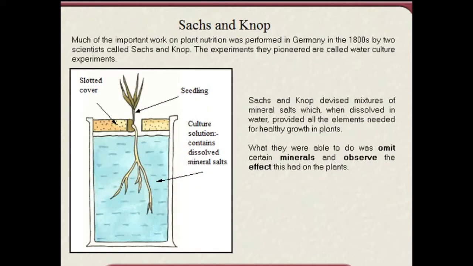Sachs and Knop. Much of the important work on plant nutrition was performed in Germany in the 1800s by two scientists called Sachs and Knop. The experiments they pioneered are called water culture experiments. Sachs and Knop devised mixtures of mineral salts which, when dissolved in water, provided all the elements needed for healthy growth in plants. What they were able to do was omit certain minerals and observe the effect this had on the plants.